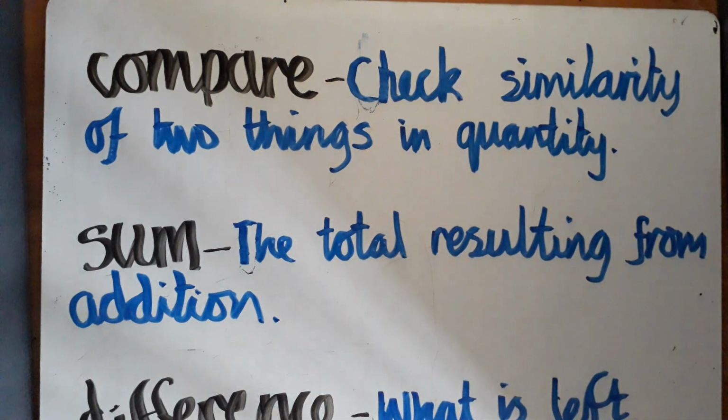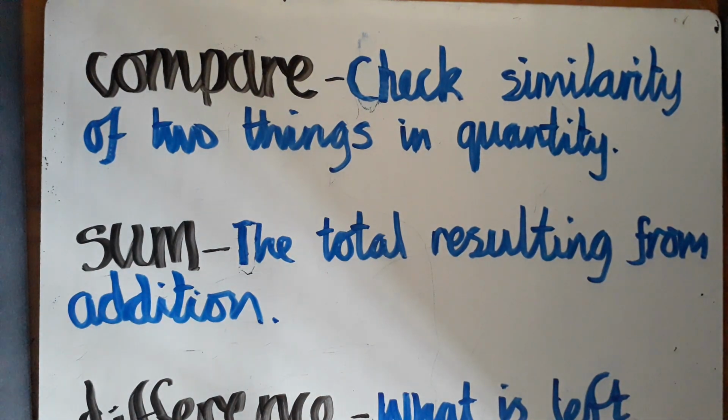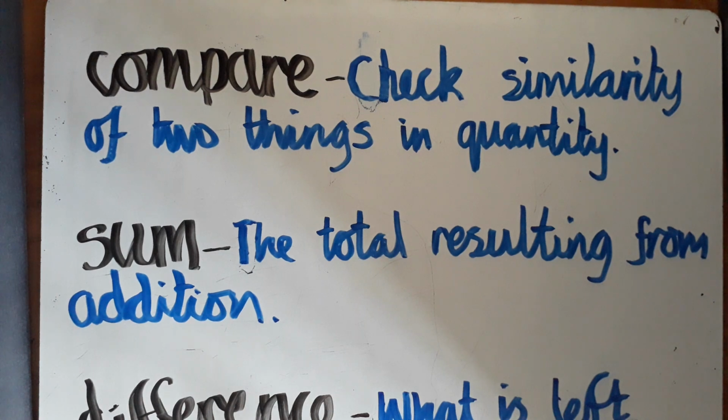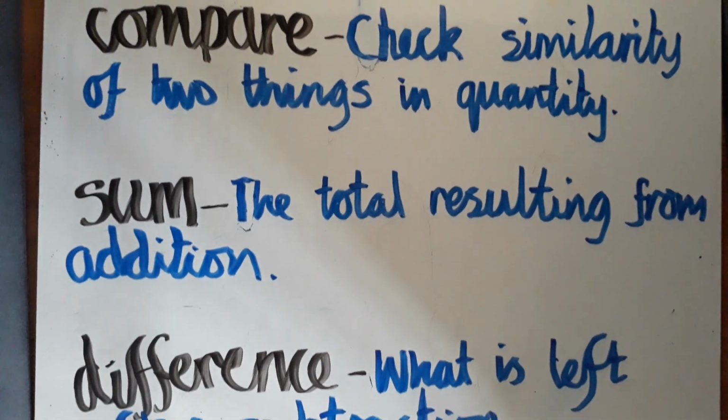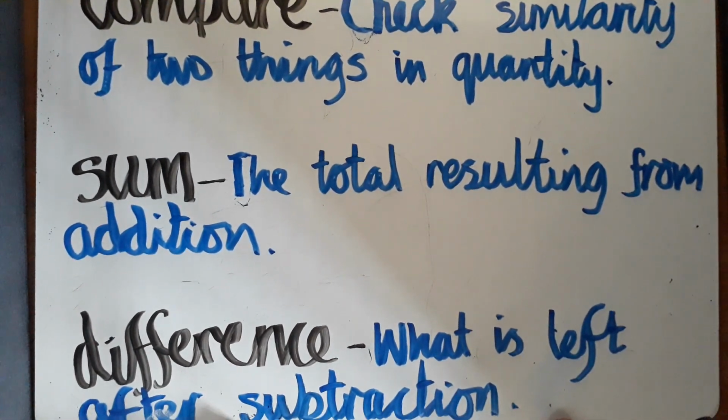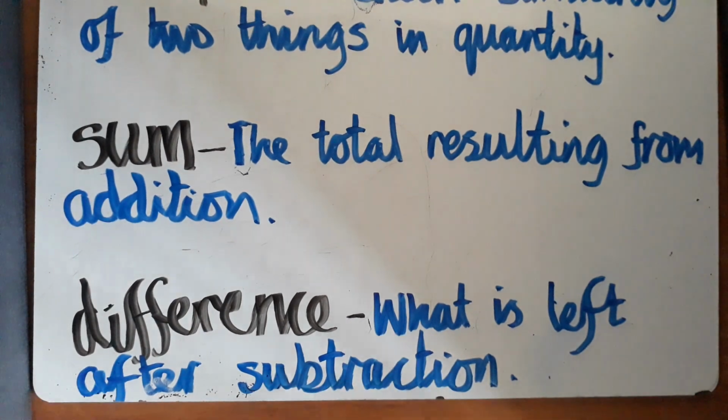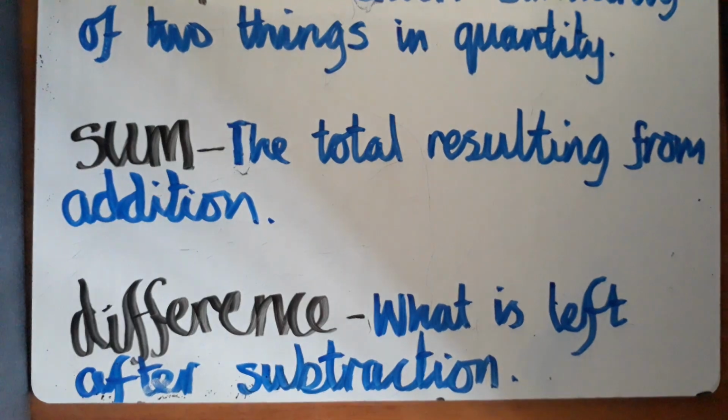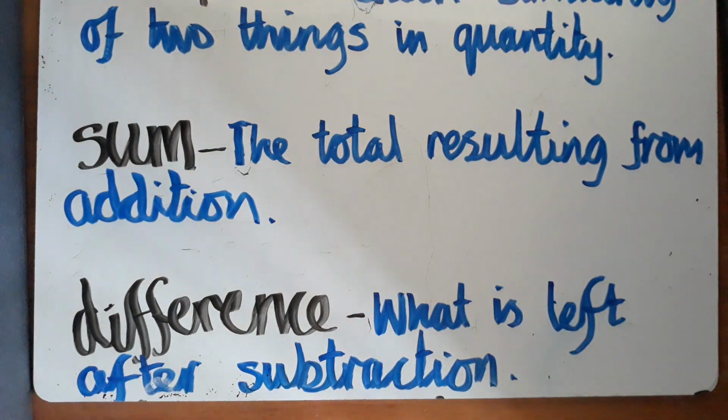So hopefully you should have found something like this. Compare means to check the similarity of two things in quantity. Okay, so that's the amount. Sum is the total resulting from addition, and difference is what is left after subtraction. So we can start to see the mathematical words of quantity, addition and subtraction coming in.